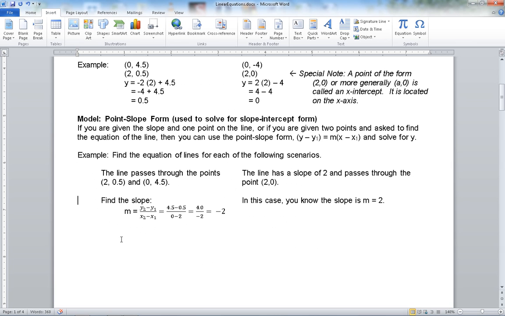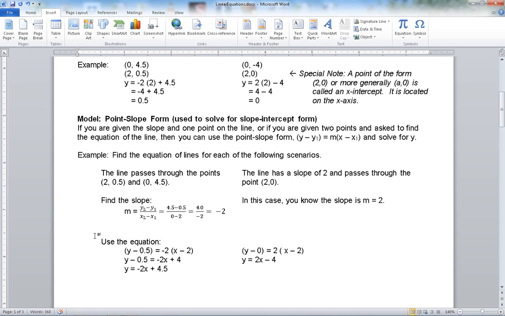So for the first one, let's find the slope. Well, how do you find the slope? You take the difference in the y-coordinates, so 4.5 minus 1/2 will give you 4, and then the difference in the x-coordinates in the same order. So 0 minus 2 will be -2, and then 4 divided by -2 is -2. Now on the right-hand side, you were already told that the slope was 2, so we don't have to solve for it.